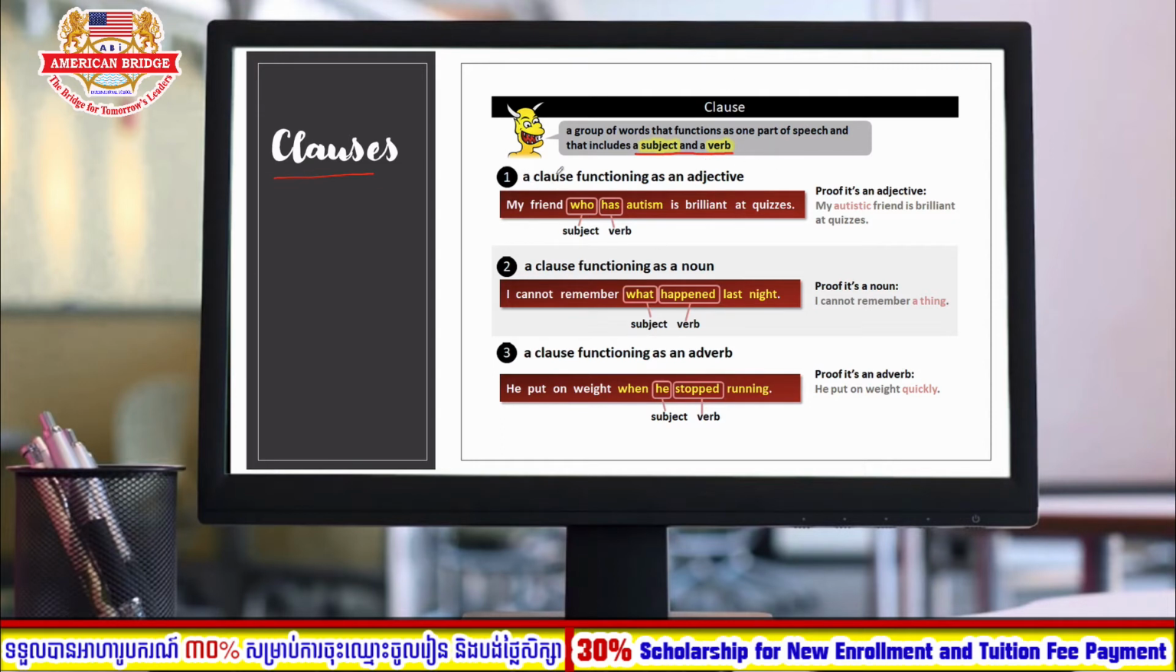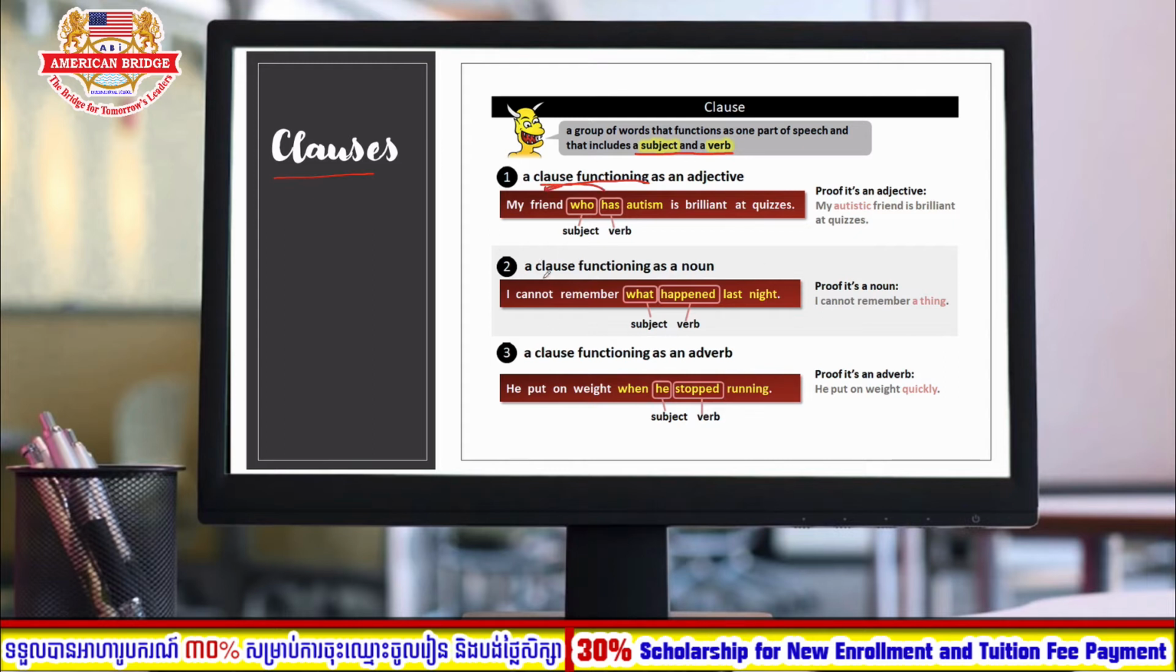So let's look at the examples. Number 1, a clause functioning as an adjective. Here, my friend who has autism is brilliant at quizzes. If you look here, the phrase in yellow is the clause, because we have the subject and we have the verb, and this clause functions as an adjective. Who has autism refers to my friend.